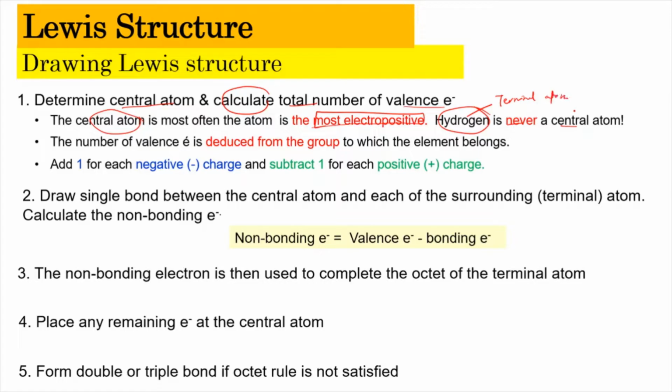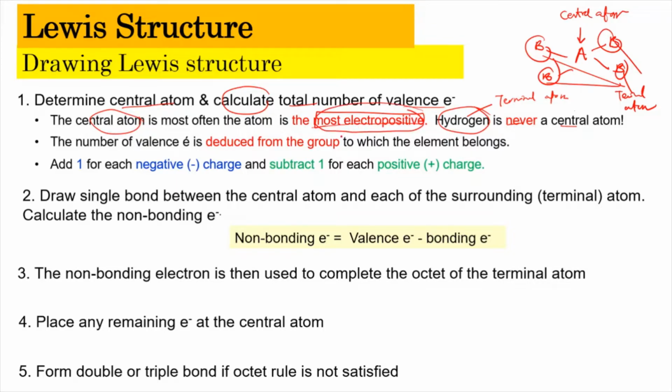Okay, so the central atom is the atom that is in the middle. Meanwhile, the atoms at the side, which is B here, are known as the terminal atoms. The atom at the center is known as the central atom. For the central atom, it will never be a hydrogen and it needs to be the most electropositive among the atoms in the molecule. And in order to determine the total number of valence electrons, we need to deduce it from the group to which the element belongs.